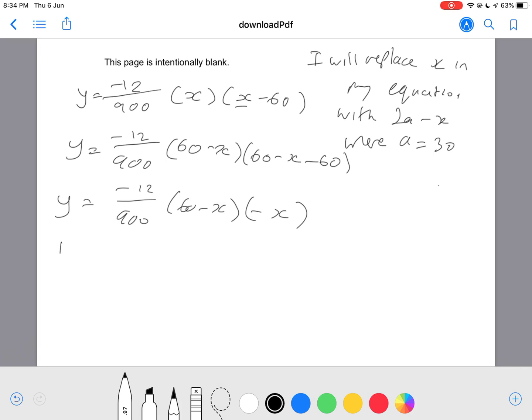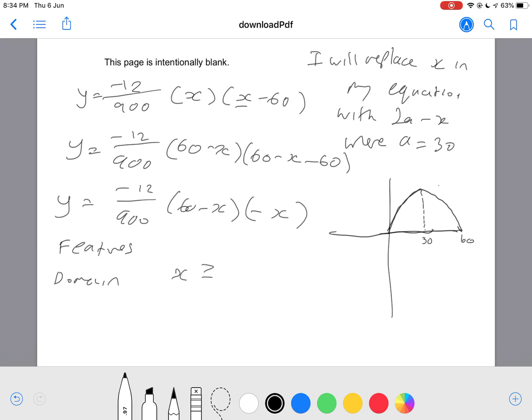We're going to move on to our features of the graph. So basically the first part of the graph will look like this, and the second part will come back down, looking something like this. Now the graph will start at 30 and then end at 60. So our domain will not be 0 to 30, it will be 30 to 60. So x is greater than or equal to 30 and less than or equal to 60.